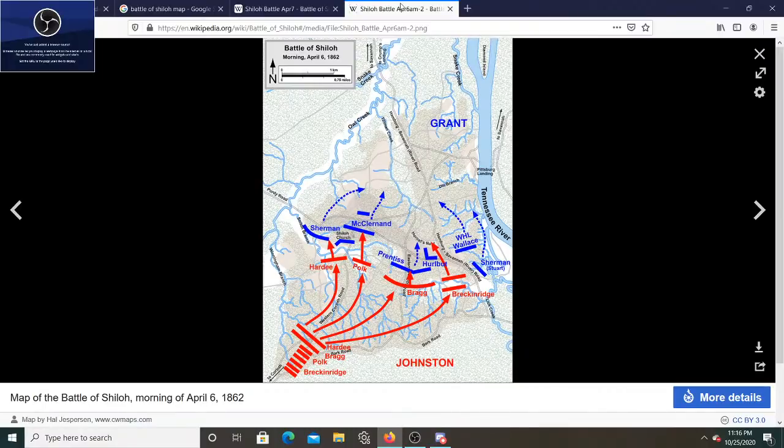Also, Grant and his chief of staff, Webster, had lined up a lot of cannons in the area. And also, Buell's men were starting to arrive, too. So the idea that this attack would have somehow carried the position would probably not have done that. Now, that said, the landing was a perfect picture of chaos.